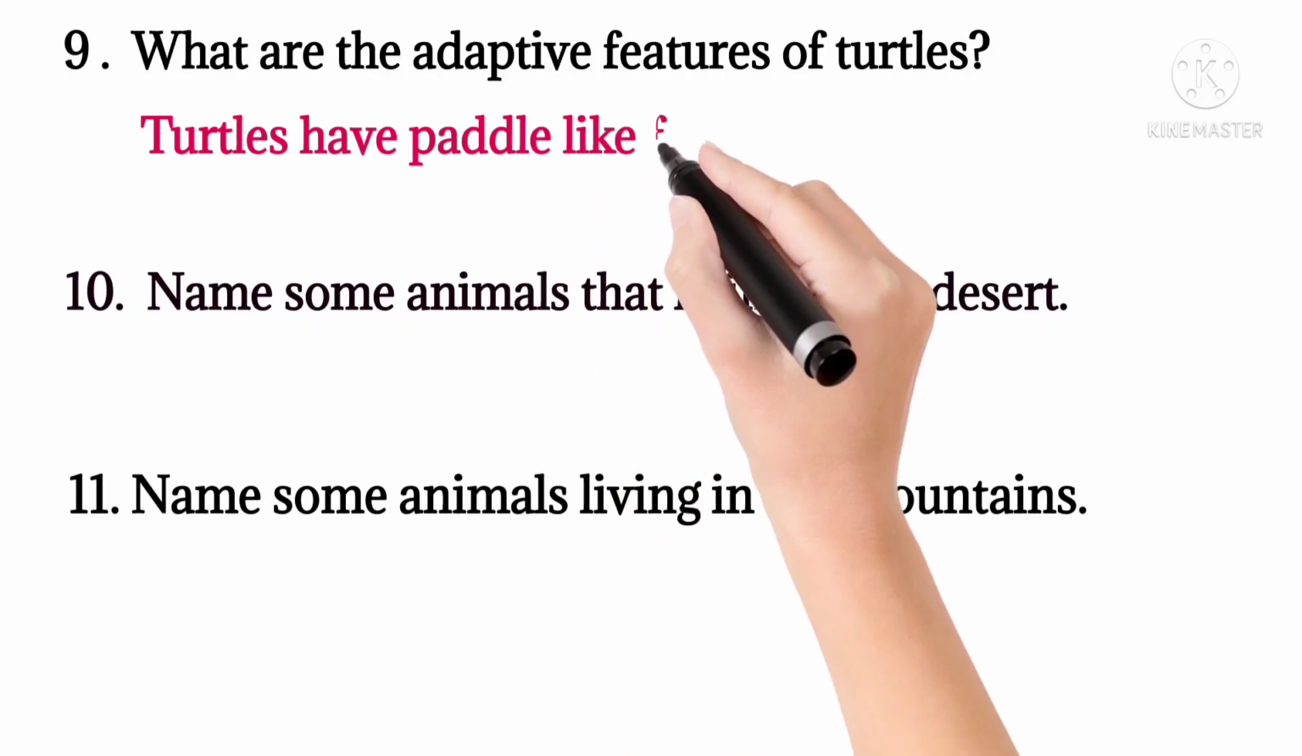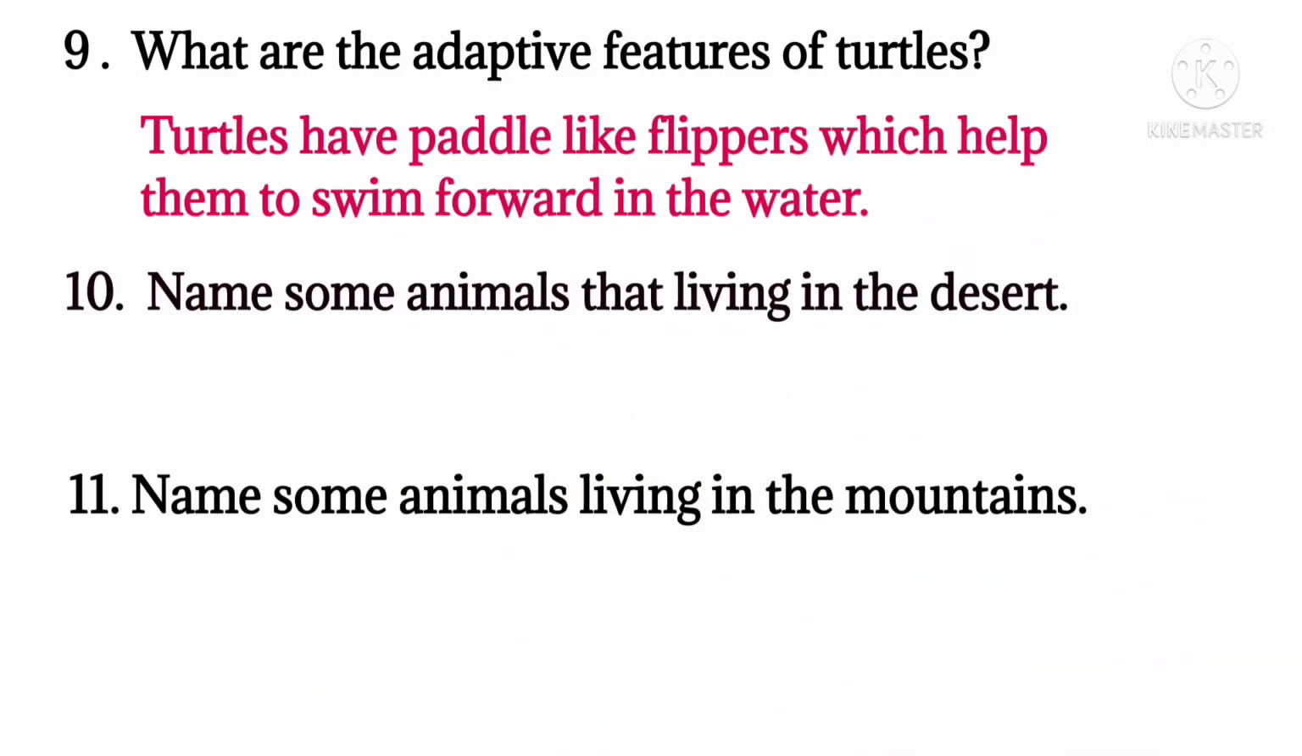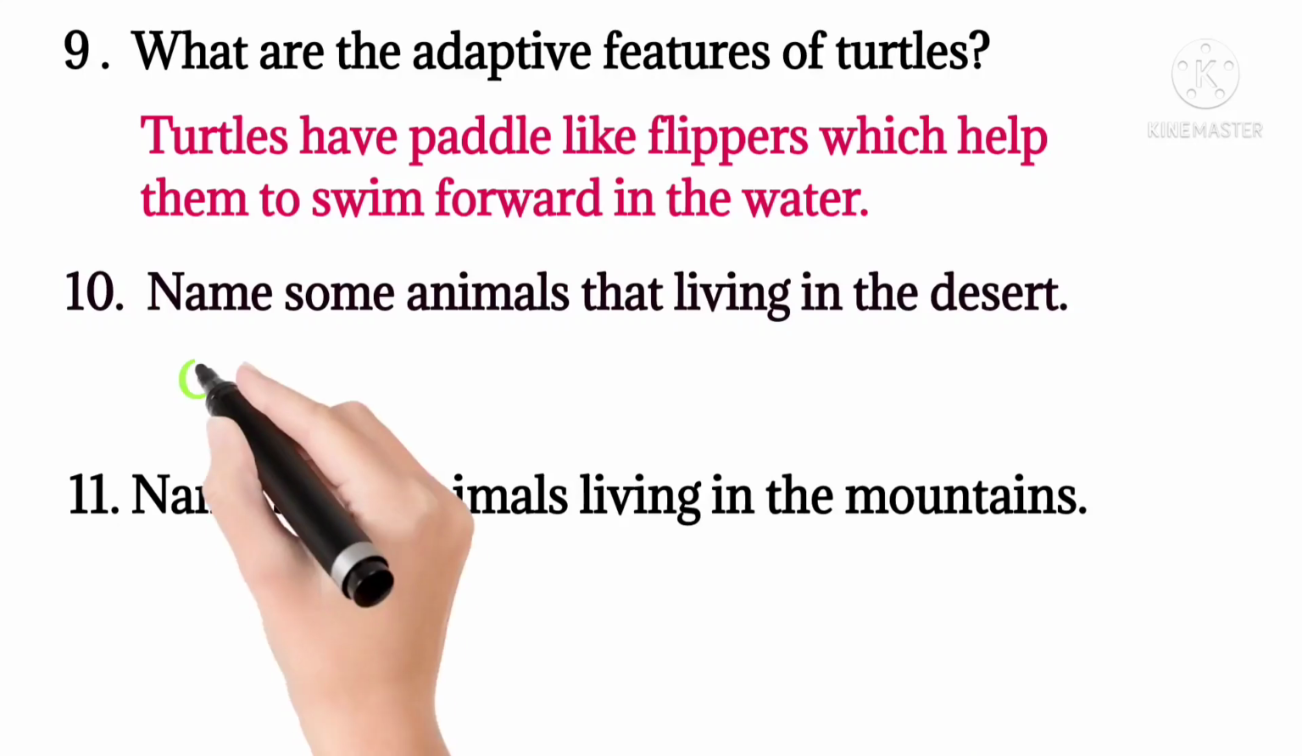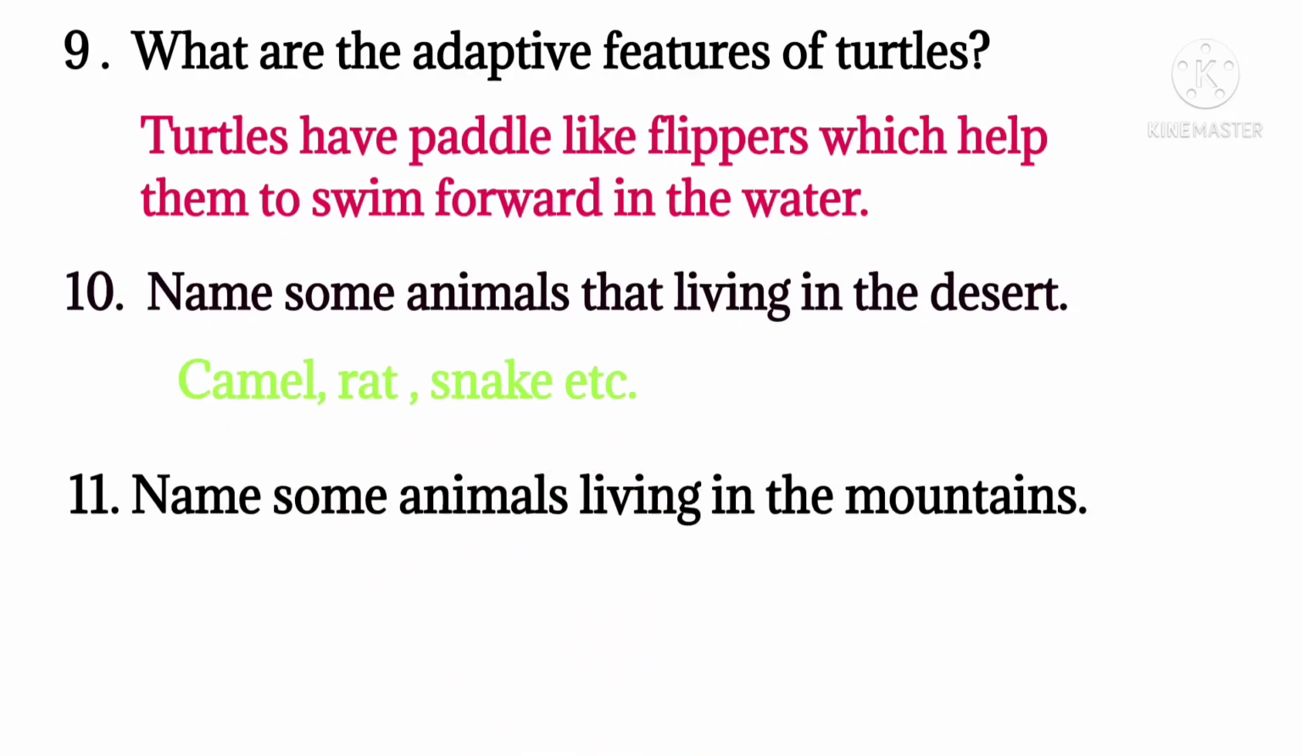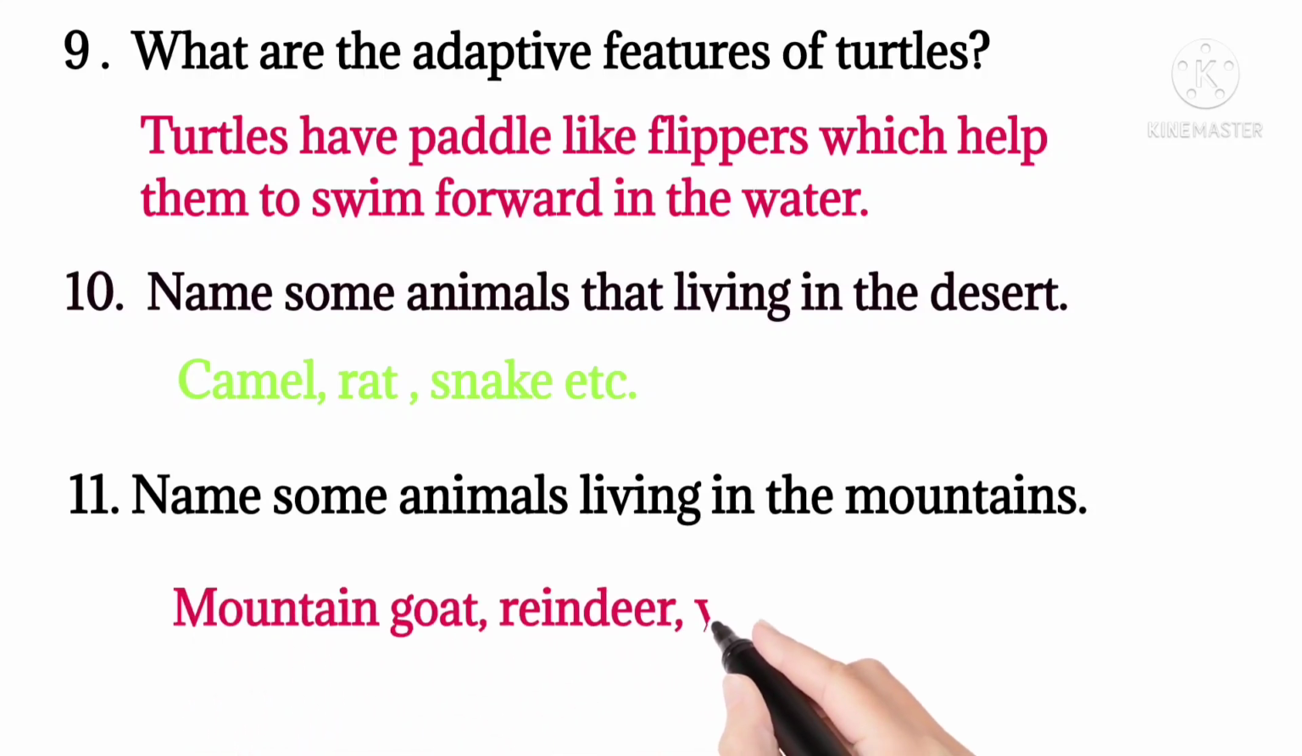10. Some animals living in desert. Camels, rats, snakes, etc. 11. Name some animals living in the mountains. Reindeer, snow leopard, mountain goat, yak, etc.